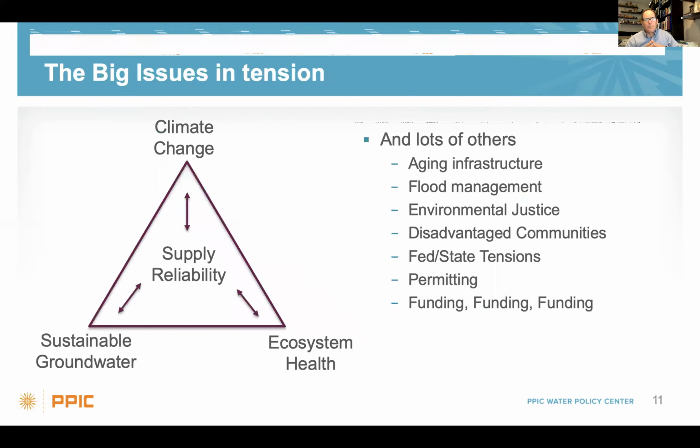So what I wanted to do after showing you that, I wanted to sort of jump in and give you a 20,000 foot view, because I think that's probably of more use for you. And that 20,000 foot view is, what are the drivers? So I'm going to ignore all this other stuff like aging infrastructure, flood management, environmental justice issues, disadvantaged communities, which is a big deal in California, the fights between the federal government and the state government over the last 4 years, permitting chaos, funding, the constant drumbeat of funding, and just sort of step back and say, what's the big picture that's going on? And the big picture that's going on is all about supply reliability.